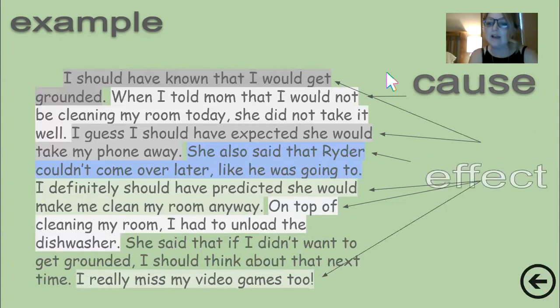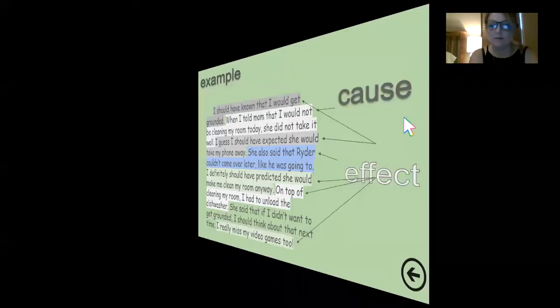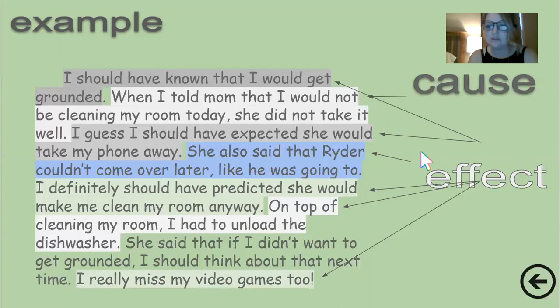Okay, so now we have effects. We have this word effect here, and we are talking about all of these arrows coming from the word effect. So one of the effects is, I should have known that I would get grounded. That's an effect. That is something that is the result of the cause. I guess I should have expected she would take my phone away. That's an effect. So that's something that happens, a result of the cause.